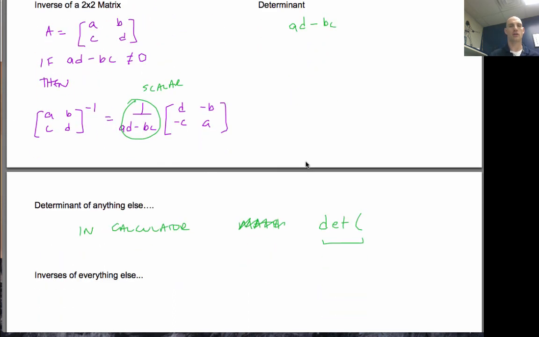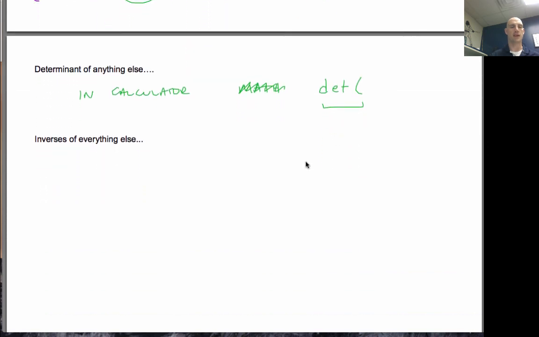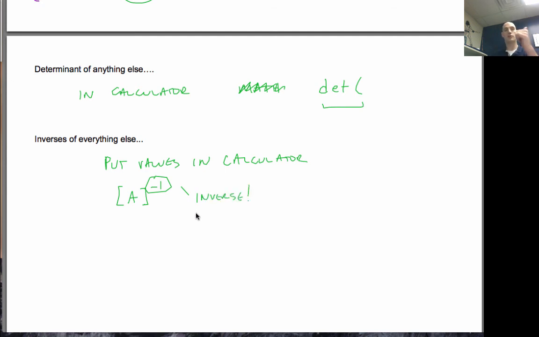All right, so to find the inverse of anything else, we're going to put the values in the calculator, and then do A, and then do the minus 1. This is going to be the inverse. So that's how we're going to do it. You should be able to do the determinant and the inverse of a 2 by 2 by hand, but you should be able to do the determinant and the inverse of anything else using your calculator.